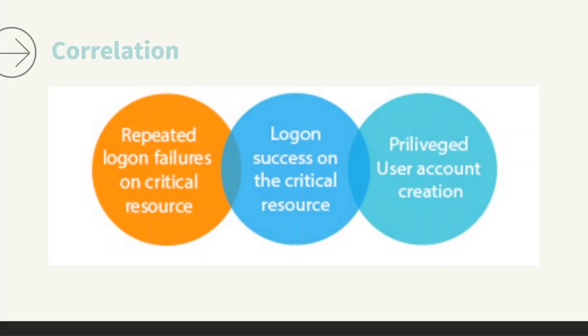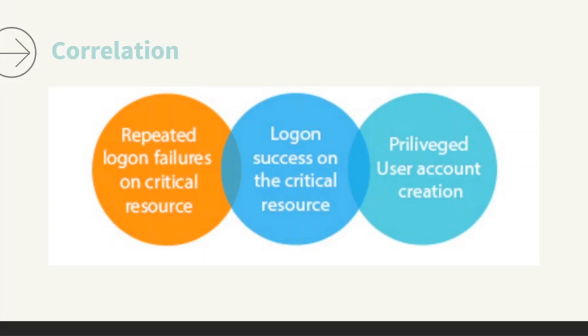Let us look at a simple use case to illustrate the feature of correlation. This right here on the slide is how typically password attacks occur. The attacker tries to create a backdoor account in order to carry out the attack. So you can see the first circle says repeated logon failures on a critical resource. Now, logon failures in general are of course a concern for an IT administrator, and repeated logon failures are all the more a concern. But just that bunch of events alone might not make sense to give you an idea of what's happening. And now there's the next circle which says logon success on the critical resource.